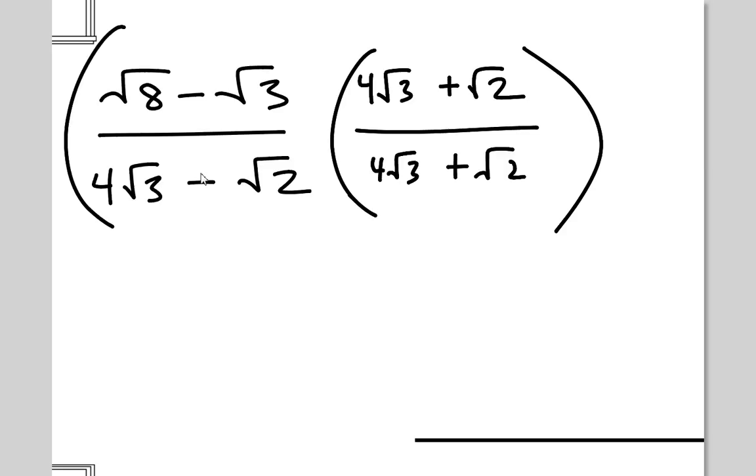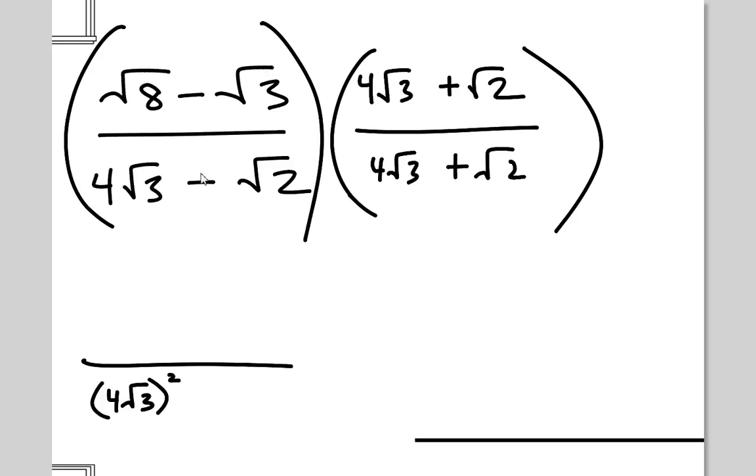The bottom will be easy. The top will be nasty. Can you guys predict that like I just did? The bottom will be nice. The top is going to be like, it's 2 random binomials we're multiplying. Okay, so let's just do the bottom. I feel like just using the difference of squares formula. So I'm just going to do that for the first step, for the bottom.